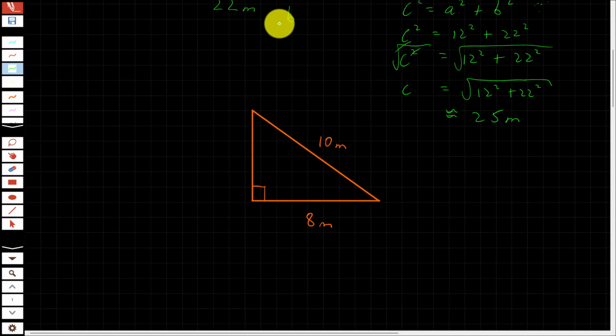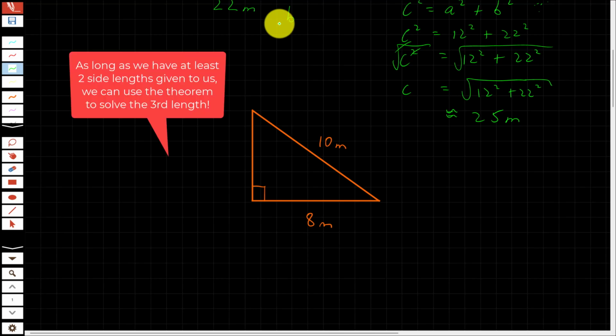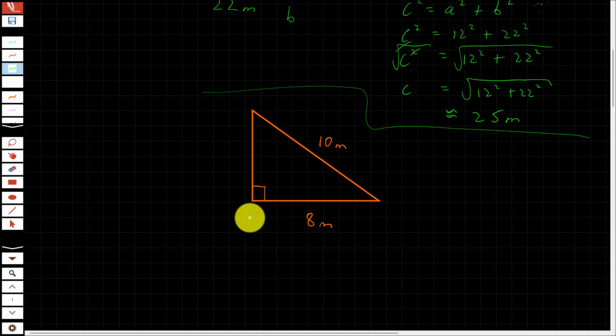We can use the Pythagoras theorem to solve for other missing lengths on a right angle triangle. In this particular case, we're given the hypotenuse length, but we're not given the other side length. So we'll call that C, and we'll call this B this time, and this A. It doesn't matter which one, A or B can be either side. We always write down our formula. C squared equals A squared plus B squared.